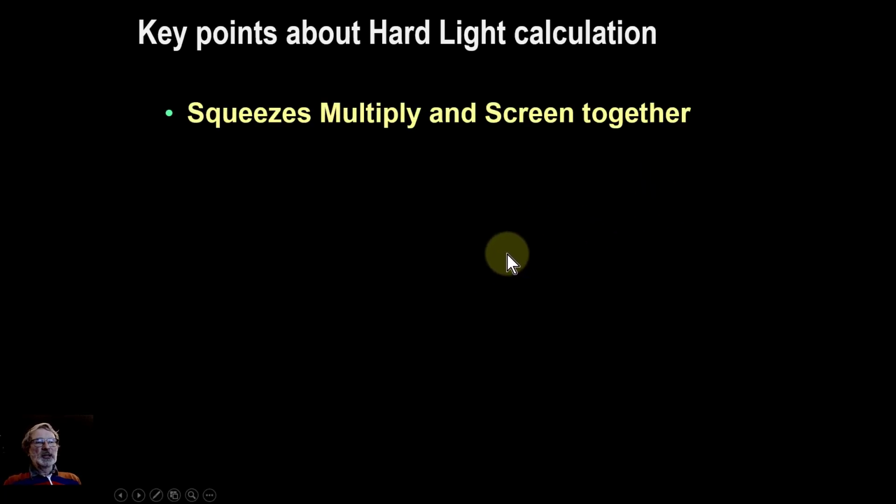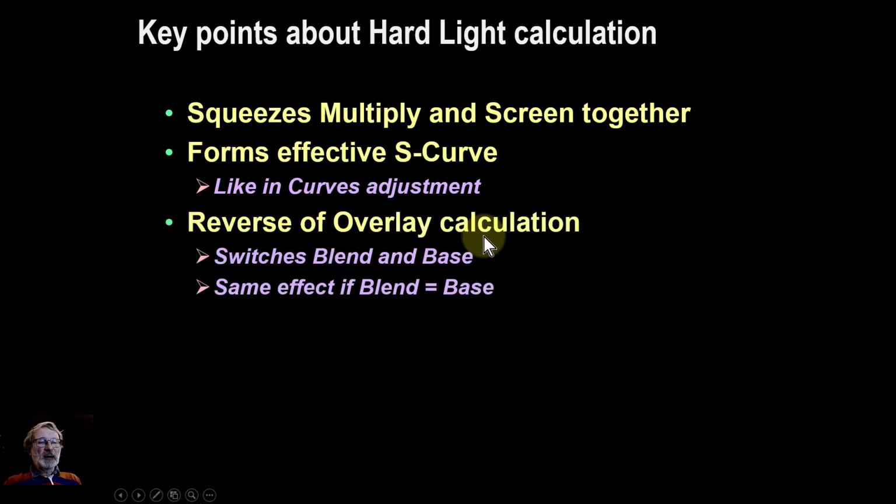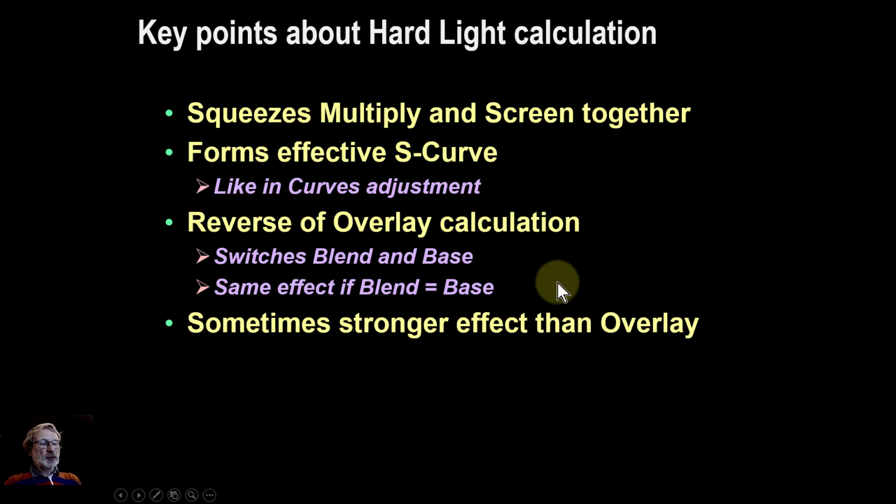Just some key points about it. It squeezes the multiply and screen together, like overlay, but in reverse, forming an S curve. And it is that reverse of overlay. And sometimes it's a stronger effect than overlay, which is why it's further down the list. Anyway, that's it. That's how the hard light is calculated and some of the reasons why it looks like it does.